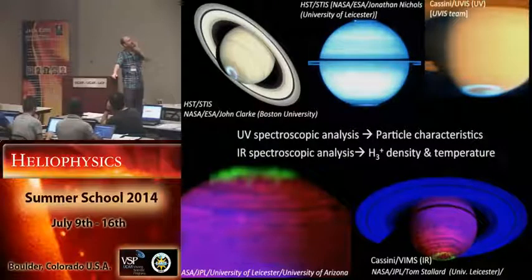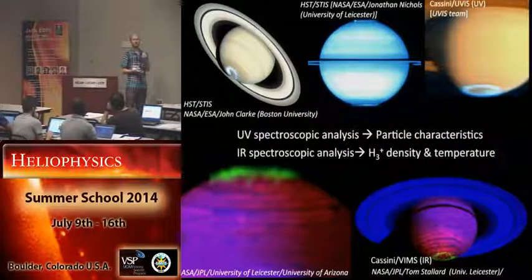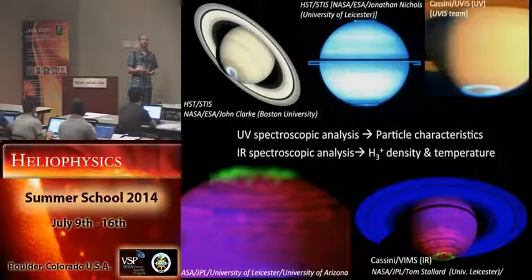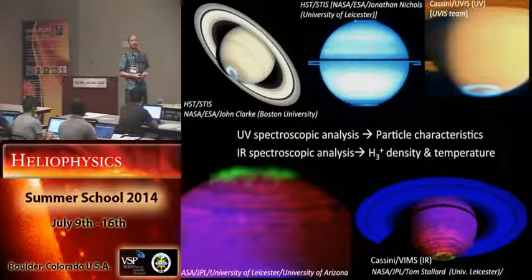Let's focus a little bit on the aurora at Saturn. So here are a few UV aurora images and then infrared images of aurora. And in general, the rule of thumb you want to take home with you is that UV spectroscopic analysis gives you the characteristics of the particle precipitation, whereas infrared H3 plus aurora gives you ion densities, temperatures, velocities, and also neutral temperatures in the atmosphere.